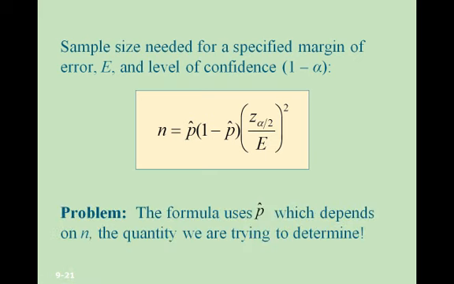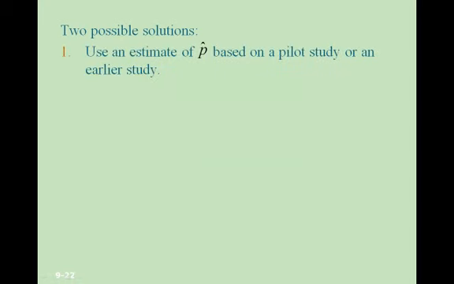We do have a problem. The formula uses p hat, which depends on n, and this is the quantity we're trying to determine. So there are two possible solutions to get around that. First, we use an estimate of p hat based on a pilot study or an earlier study.